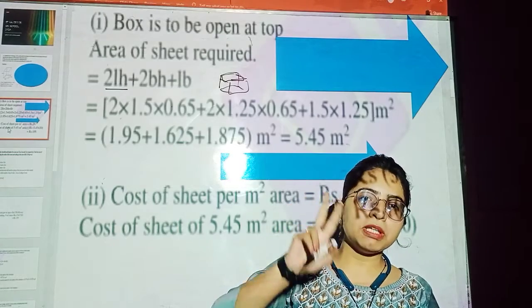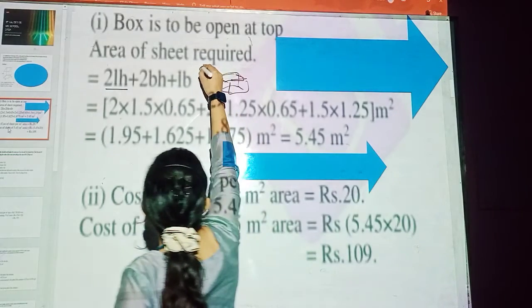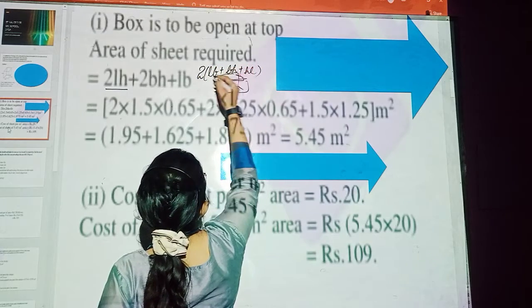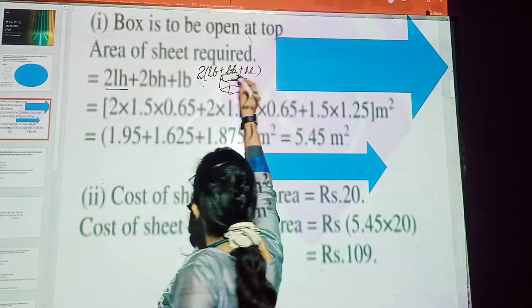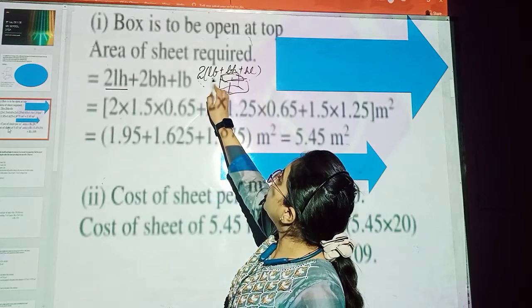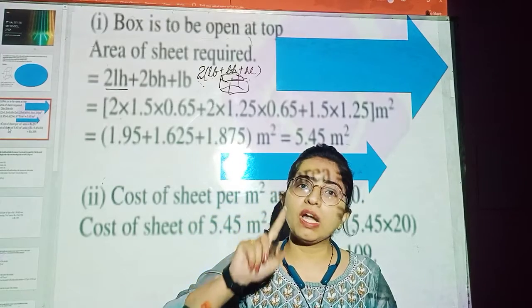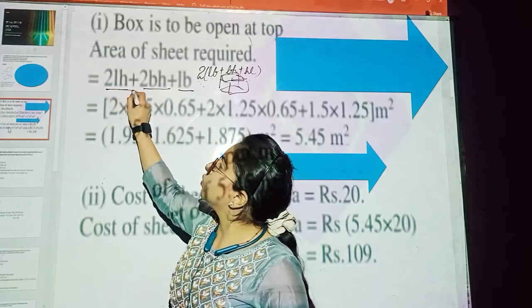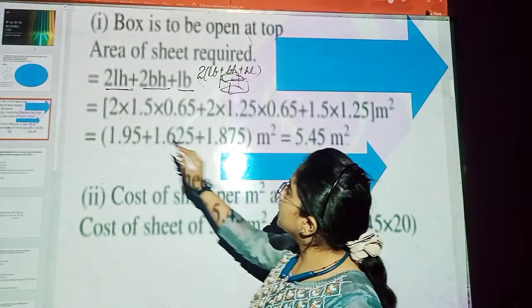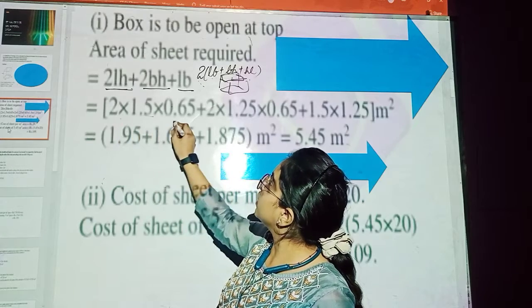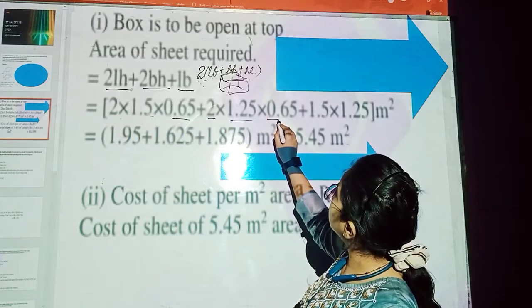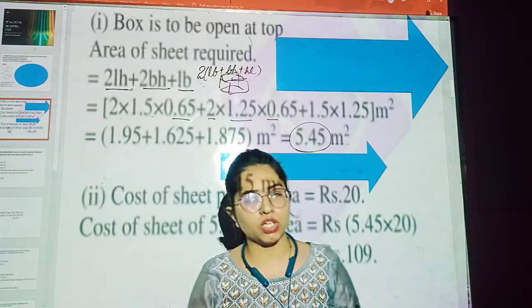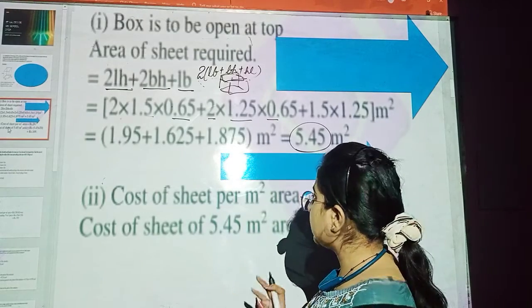The formula is 2 into LB plus BH plus HL. It means 2LB, 2BH, 2HL. But from top it is open, so you will take 1 LB, 1 length into breadth, because it is open from top. So 1 LB, 2 BH, 2 LH. Now just put the values and do the calculation, and you will get 5.45 meter square. This is the area of the plastic box.